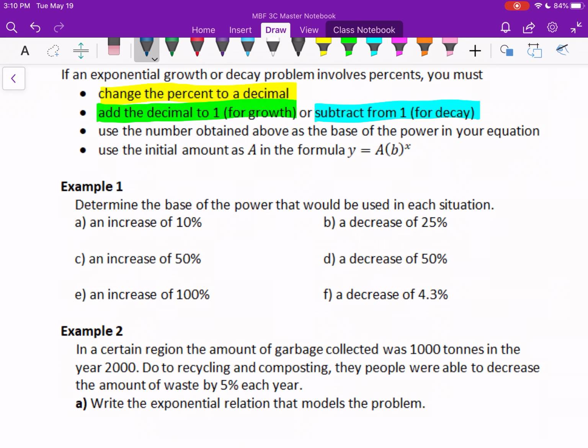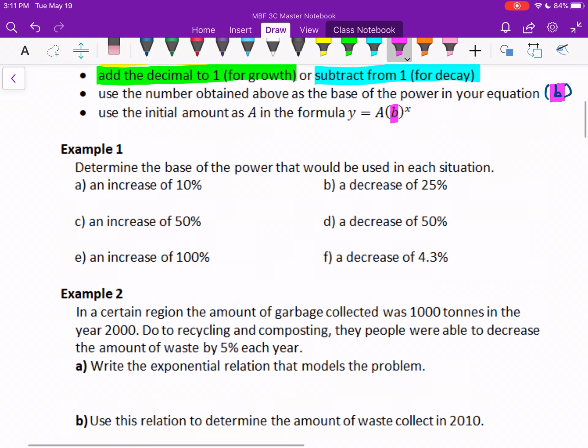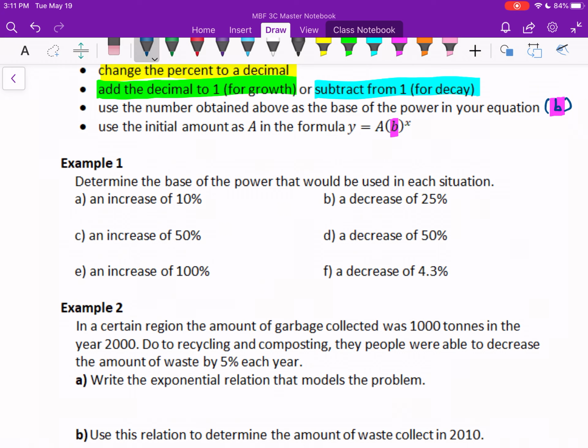Use the number obtained above as a base of the power in your equation. That'll be b in other words, this b right here in the equation. Use the initial amount as a. All right. So first of all, let's work on getting the base. That's, in other words, getting b given different base situations.